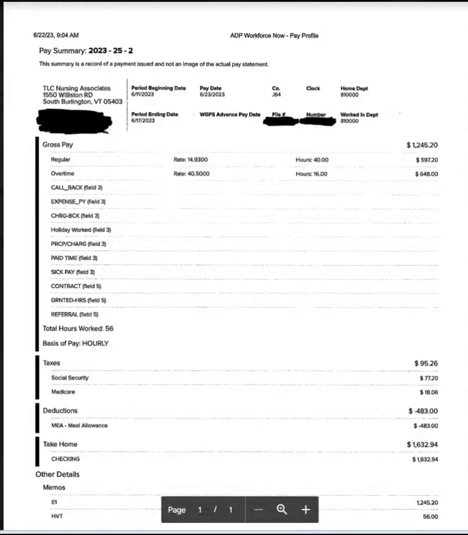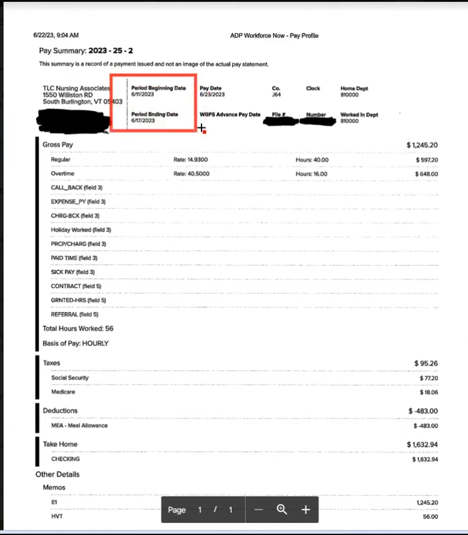Today, I want to show you how to read your pay stub through ADP. So if you're looking for a record of how much you were paid and how the breakdown happened, you're going to log into ADP and you can download a PDF version of your pay stub. It'll look like this.